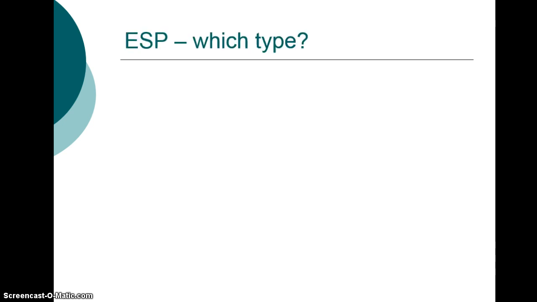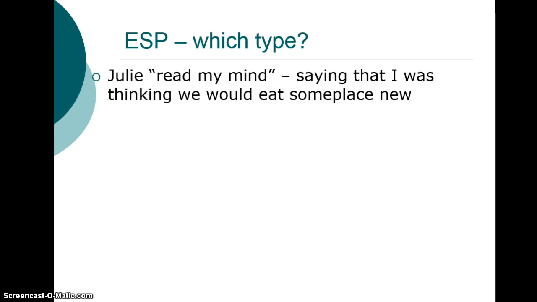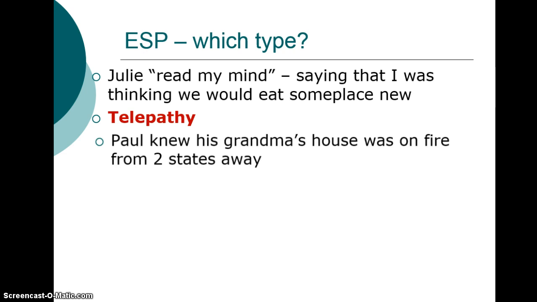A little bit on ESP, just make sure you know what type of ESP, what it really means. If Julie reads my mind, saying what I was thinking, not that I was thinking, that we should eat someplace new, she's using telepathy.